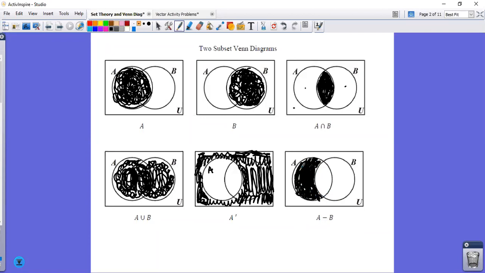Any questions on those? So again, these are just your basic shading before we get into doing a bunch of different operations. You'll see what I mean.